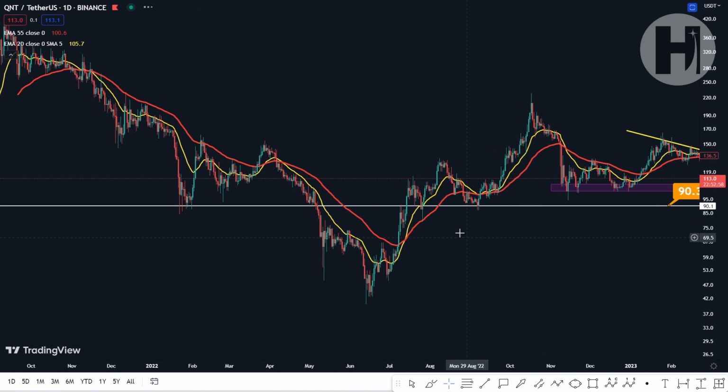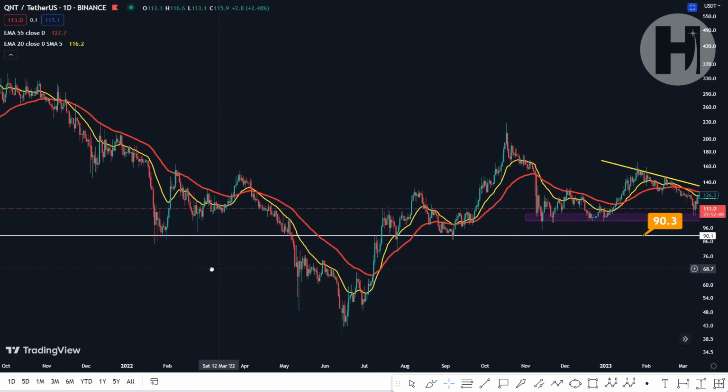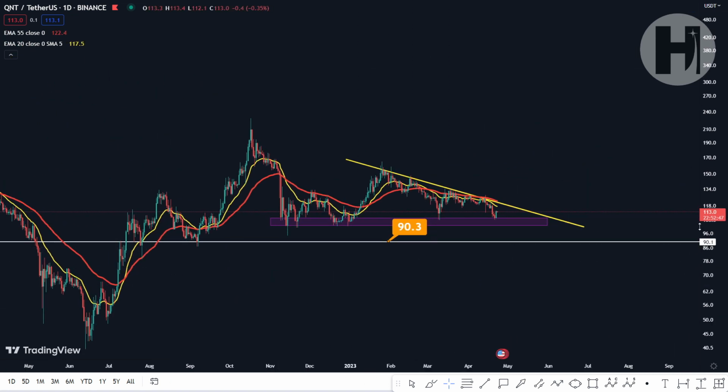As you can see, we did back test it as resistance back in July last year, and we back tested it as support in January of 2022. So this is quite an important support that we want to hold.